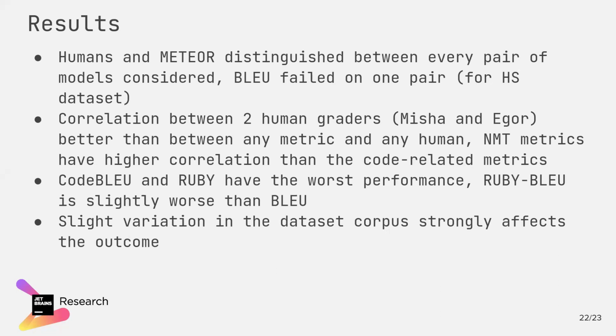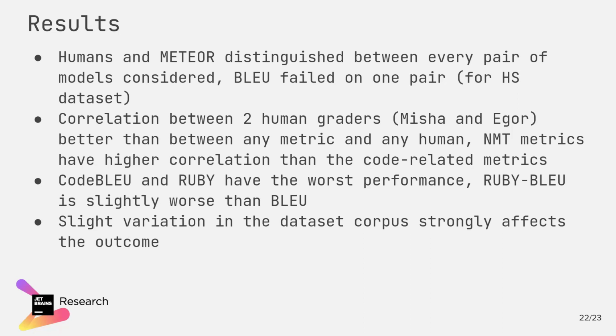So humans and METEOR distinguish between every pair of models we've considered with at least 95% significance, according to the Wilcoxon test. And BLEU failed only on one pair for the Hearthstone dataset, which is still kind of okay-ish, since the Hearthstone dataset is only 66 test snippets, and the BLEU scores were quite close. For the two models, they were like 72 and 73.5.